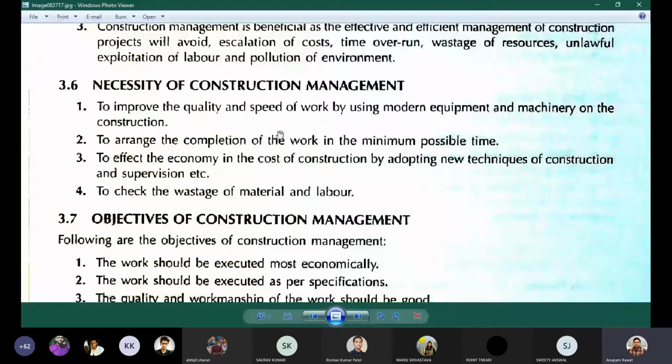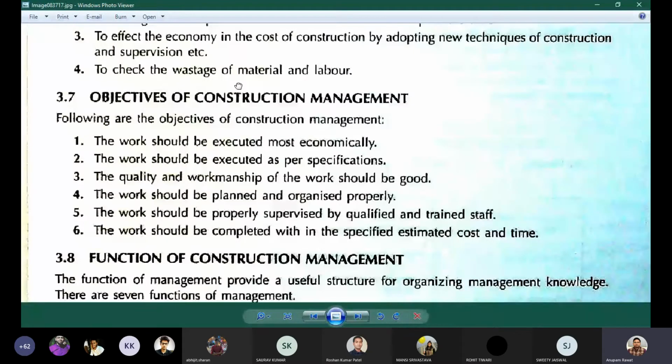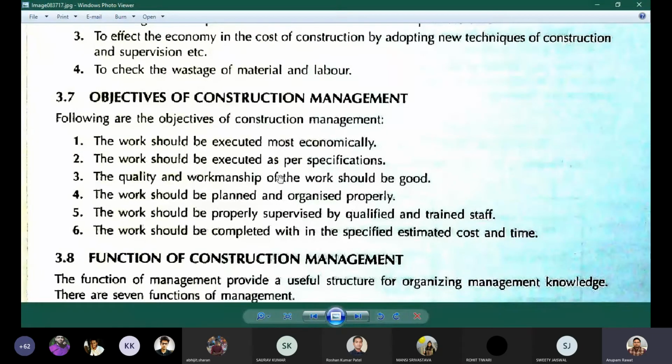Now, what are the objectives of construction management? There are these objectives. First, the work is to be executed most economically. The work should be executed as per specification. Quality and workmanship of the work should be good. The work should be planned and organized properly. The work should be properly supervised by qualified and trained staff. The work should be completed within the specified estimated cost and time. These are the general objectives of construction management.